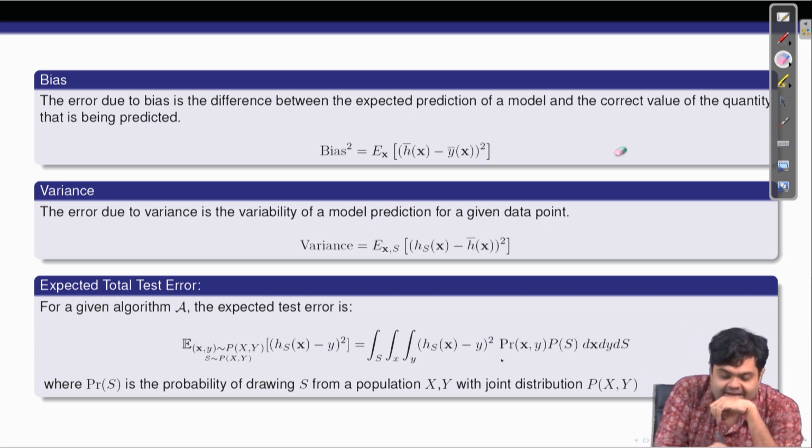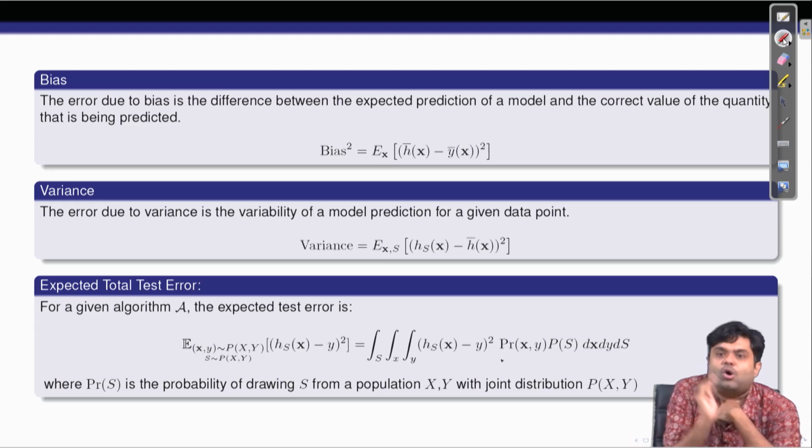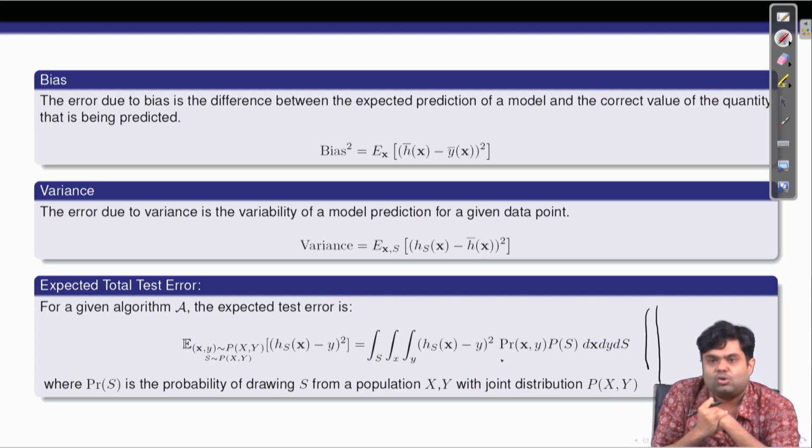Now this is your expected total error, where you are taking the predicted value minus actual value, the squared difference between them, and you are taking the sum over all possible data points as well as all possible samples. So this is your total test error.